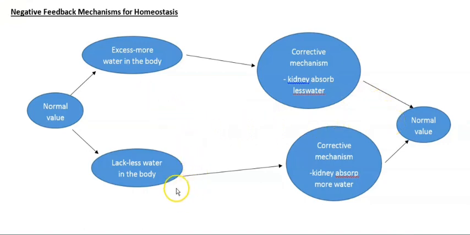Let's say there is less water in the body. It means our body does not have enough water. The corrective mechanism is that the kidney will absorb more water into the bloodstream. Then it will go back to the normal value. This is an example of the negative feedback mechanism during homeostasis.